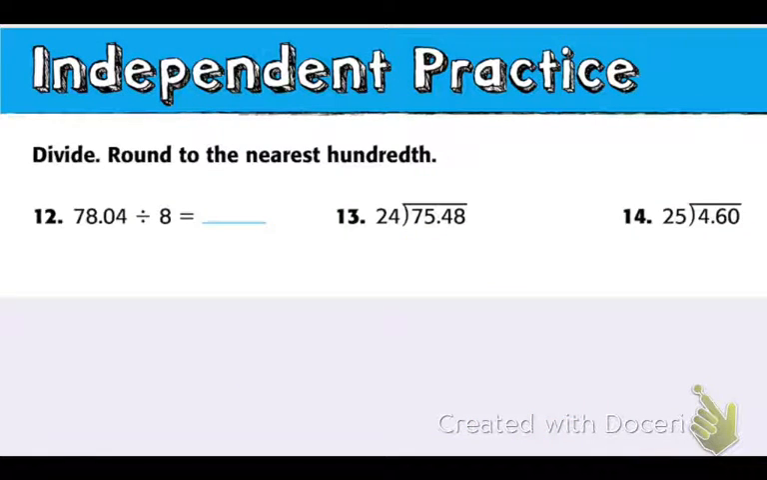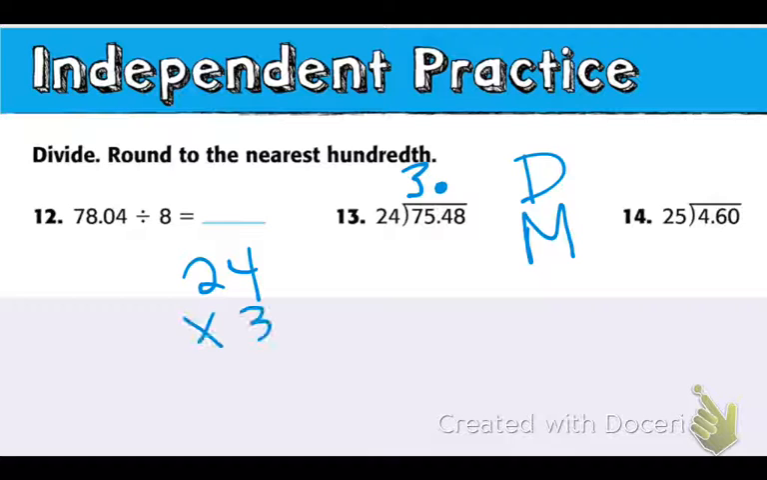All right, we're still in independent practice. We're going to go ahead and try number 13. I'm going to bring that decimal up into my quotient for step number 1. How many times will 24 divide into 75? Well, that's close to a quarter, right? So 25 cents times 3. So I think it's 3. And I'm going to multiply 24 times 3. And I get 72. I can subtract 72.